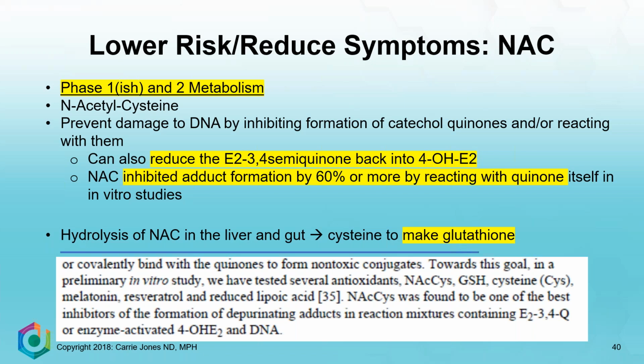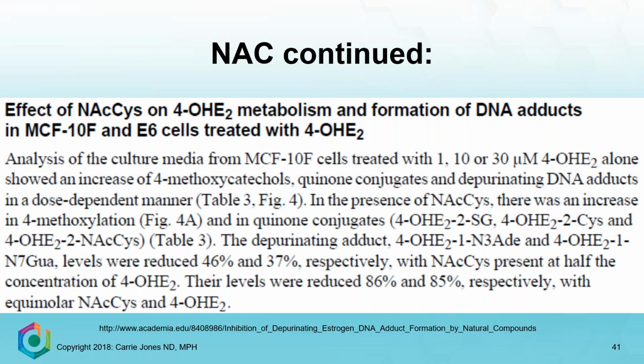And we know that hydrolysis of NAC, of course, with cysteine makes glutathione, and glutathione is our super potent antioxidant in our body. So in this study, they said the last two sentences. The depurinating adducts, the two different 4 adducts, the adenine and the guanine, were reduced 46 and 37% respectively, with half the amount of N-acetylcysteine.